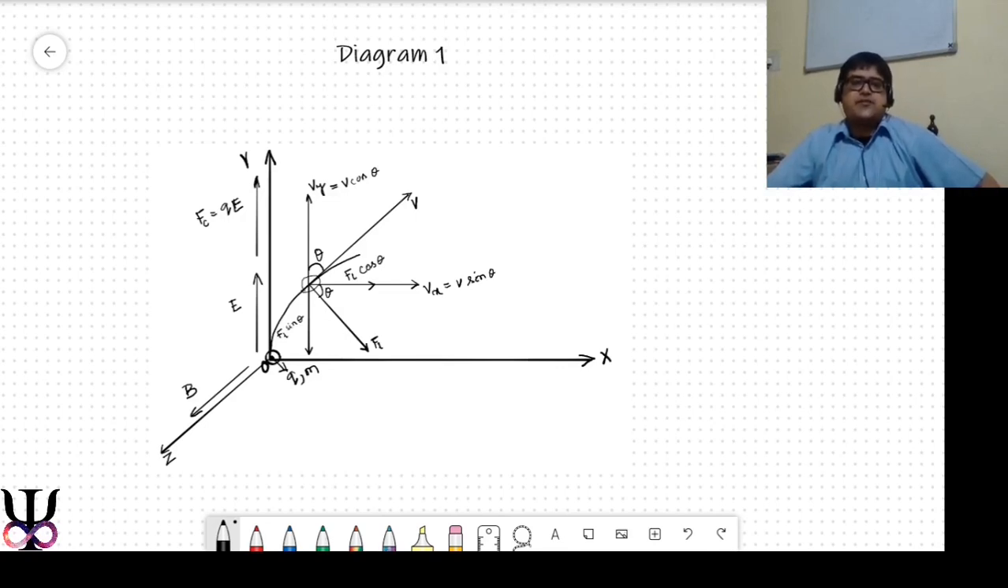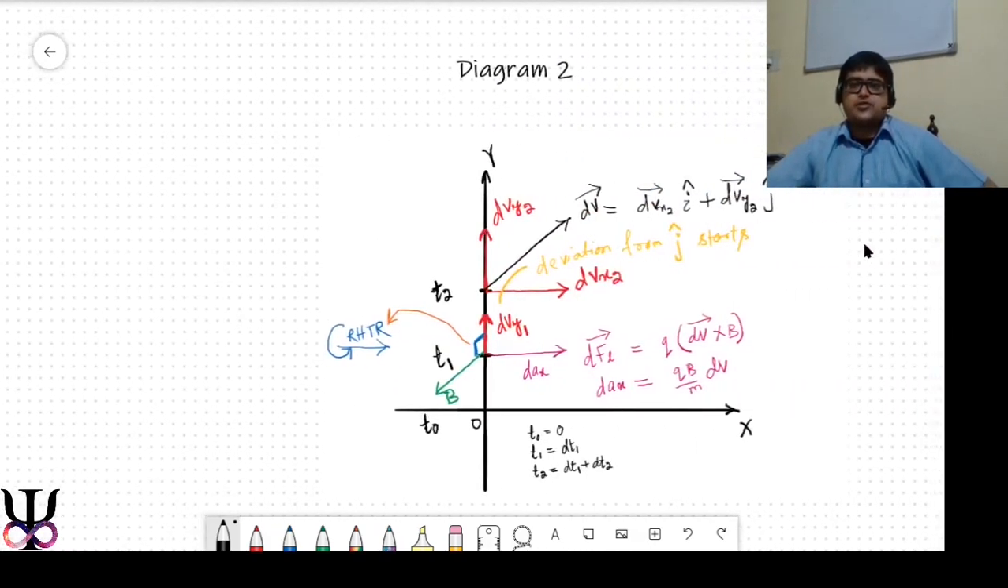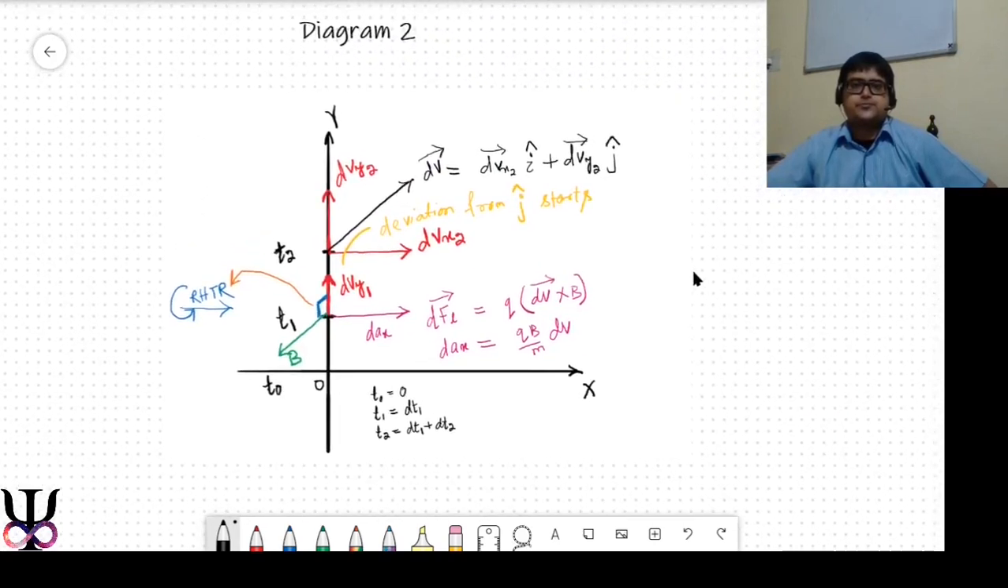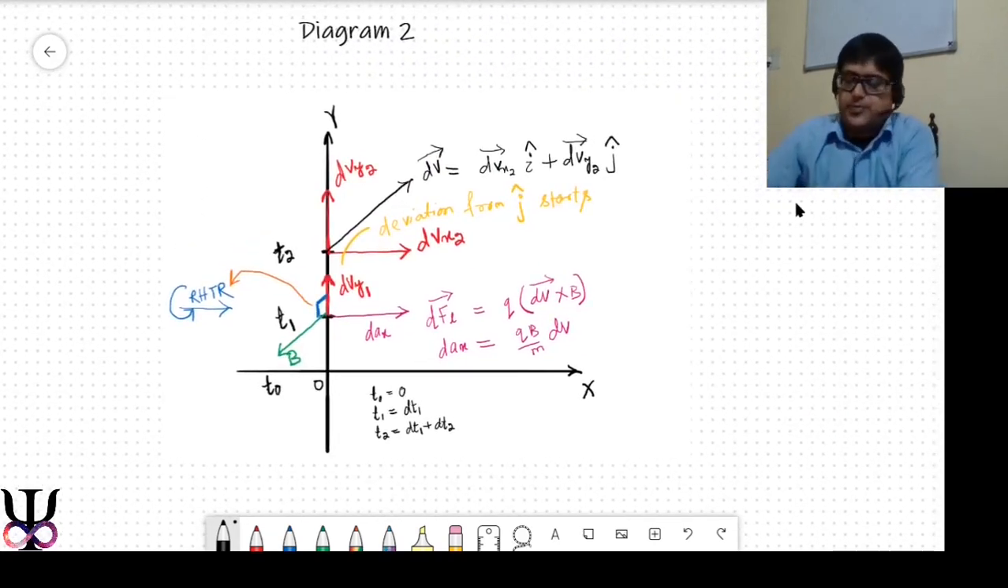And this is going to happen every time this experiment is done. Even if you alter the value of E or B, it doesn't matter. The path is going to be similar all the time. Why does it happen? That answer could be found from diagram 2. Let's just pay a little attention to what happens here.